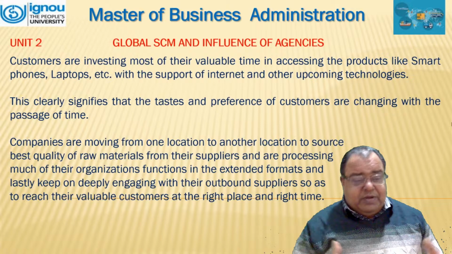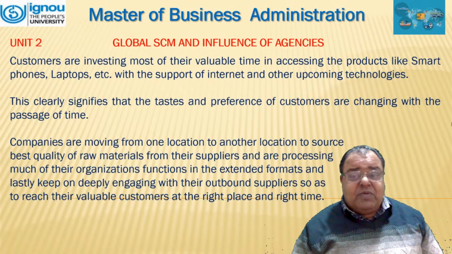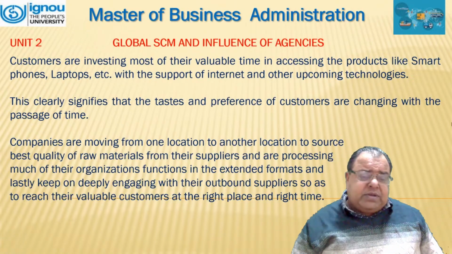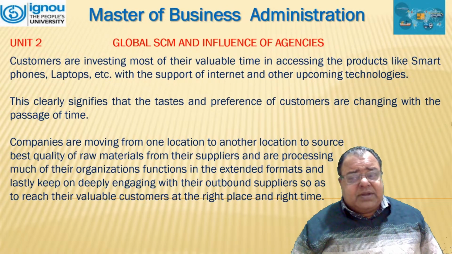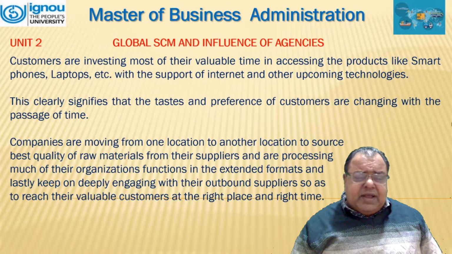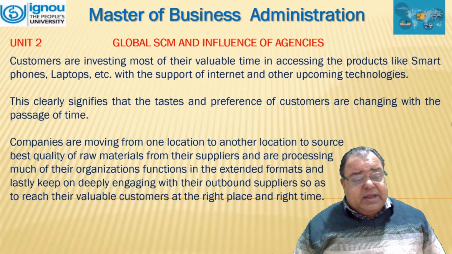Now, moving further, we move to unit 2, that is global supply chain management and influences of agencies. Customers are investing more of their valuable time in assessing products like smartphones, laptops, etc., with the support of internet and other upcoming technologies. This clearly signifies that the tastes and preferences of customers are changing with the passage of time.